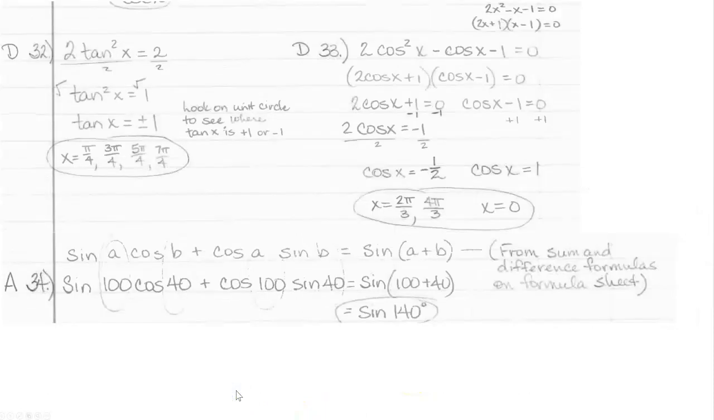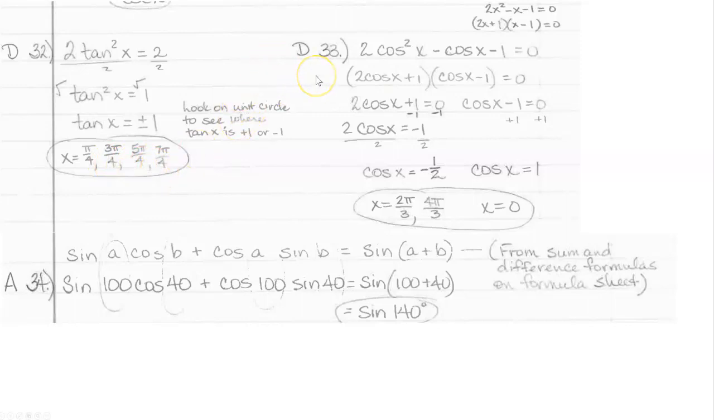All right, for 32, again, I need to get tangent by itself. So the first thing I'm going to do is divide both sides by 2. And now I have tangent squared, so I have to get rid of that square. I'm going to take the square root of both sides. Don't forget, when you take a square root, you always put in a plus or minus. So now I'm going to look on my unit circle to see where tangent is equal to either a positive 1 or a negative 1. And so if you look on your circle, that's at pi over 4, 3 pi over 4, 5 pi over 4, and 7 pi over 4.